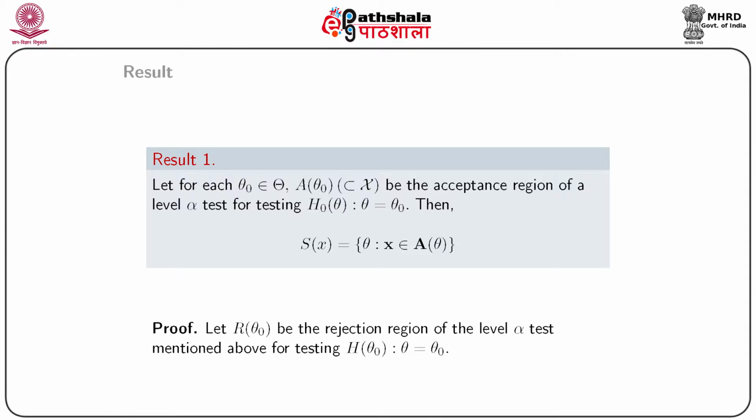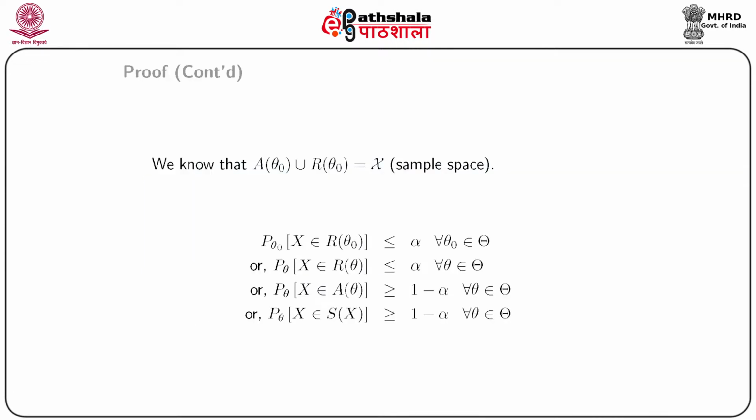We consider a proof of this result. Let capital R theta naught be the rejection region of the level alpha test mentioned above for testing H naught: theta equals theta naught. Now we know that capital A theta naught union capital R theta naught is equal to script X, the whole sample space. Now probability under theta naught that x belongs to capital R theta naught is less than or equal to alpha for all theta naught, or probability under theta that x belongs to R theta is less than or equal to alpha for all theta. Therefore probability under theta that x belongs to A theta is greater than or equal to 1 minus alpha for all theta, or probability under theta that theta belongs to S x is greater than or equal to 1 minus alpha for all theta.